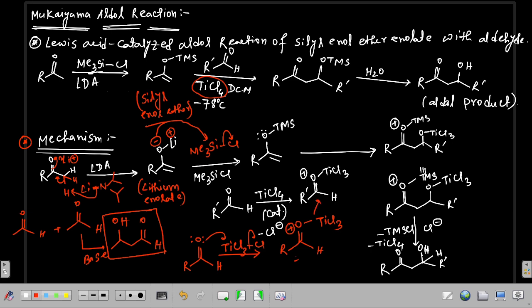So now what will happen? This is a cationic, electrophilic species. The silyl enol ether is a much more nucleophilic species than this, so it will attack. The lone pair will delocalize here, this bond will break, and it will attack the carbonyl center, with a shift of this bond, leading to R, C, O, TiCl3, R dash.